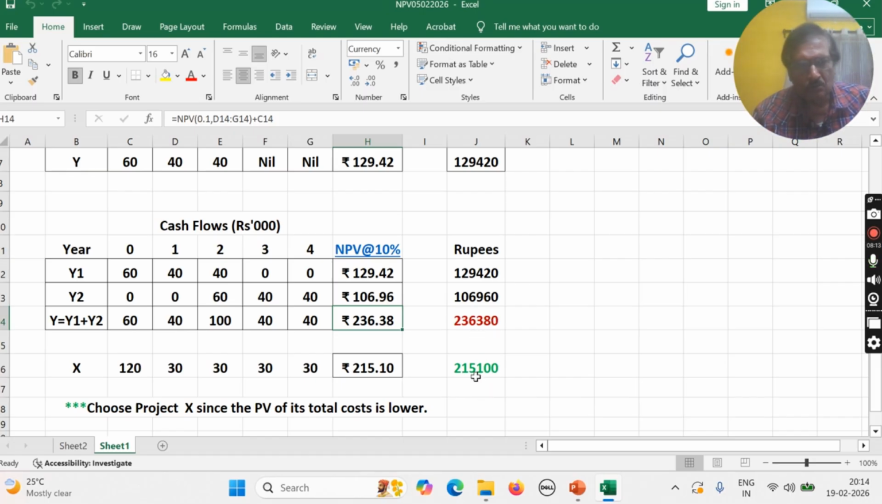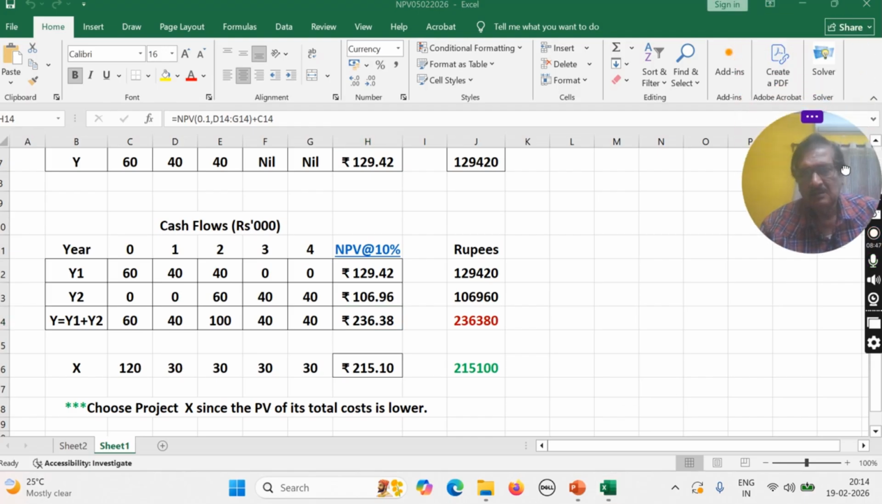Out of these two, the minimum amount is this, which is against X. That's why choose project X, since the present value of its total cost is lower. I think it is clear. That means in this problem where the life or length of the projects is 4 and 2, you have to select project X as it is cheaper than project Y. I think it is clear.